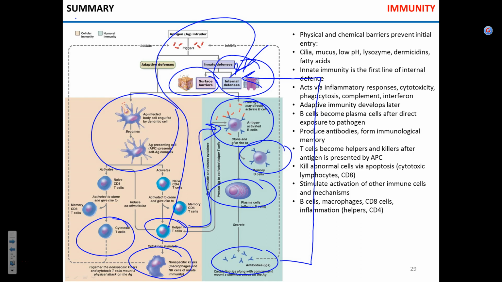So, we're going to wrap up immune system, and we're going to talk about some immunopathologies on Thursday. And we're going to cover lymphatic system. Lymphatic system is laughable.